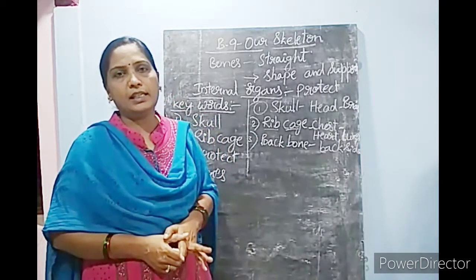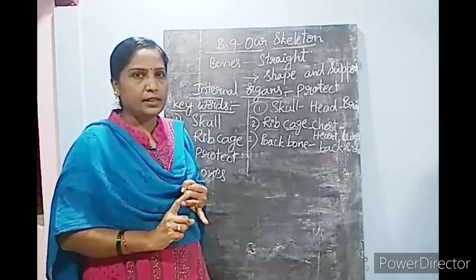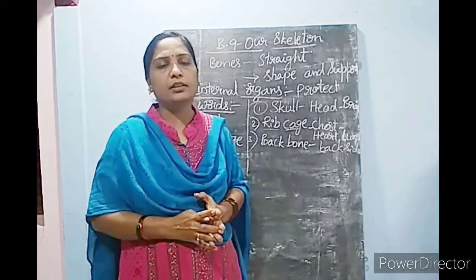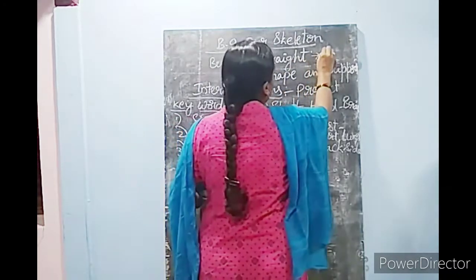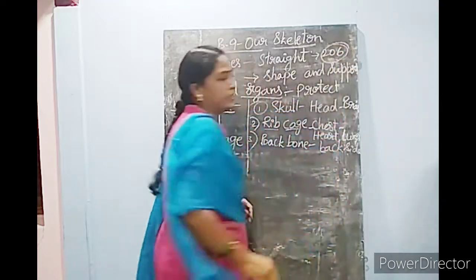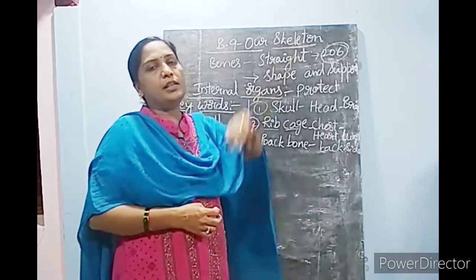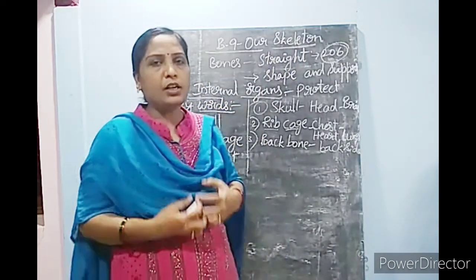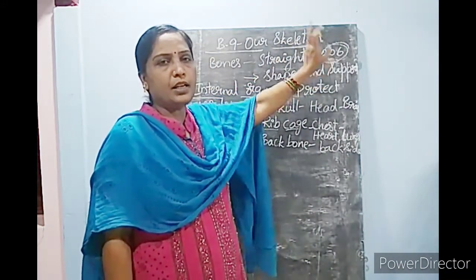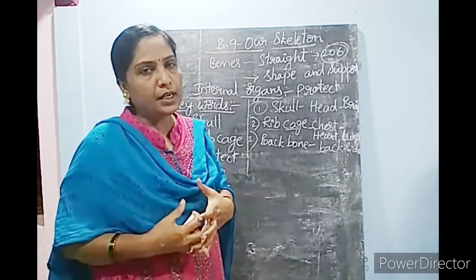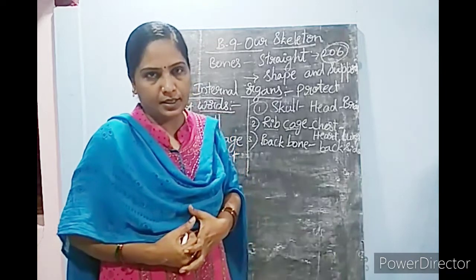So in today's class, you learned about the meaning of skeleton. Skeleton means the bony structure. There are 206 bones in the human body. All these bones join together to form the skeleton system. How many bones are there in the human body? 206 bones joined together and form the skeleton system.